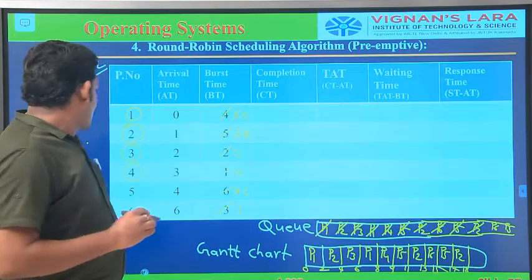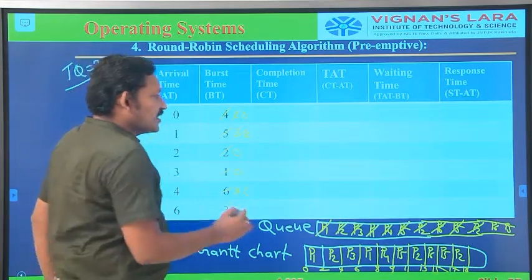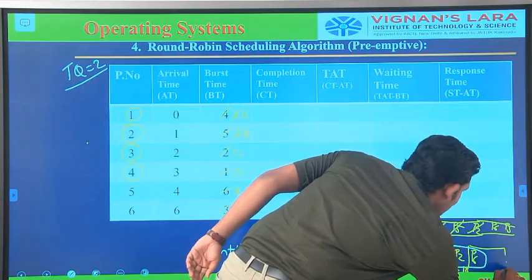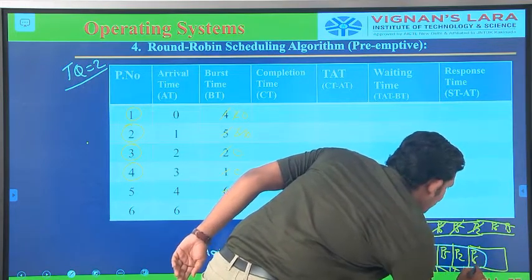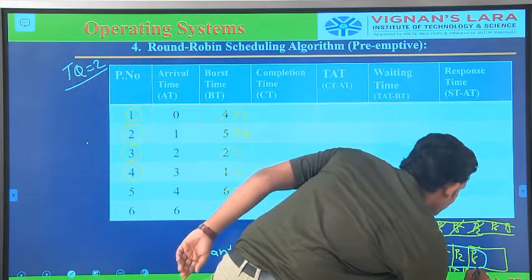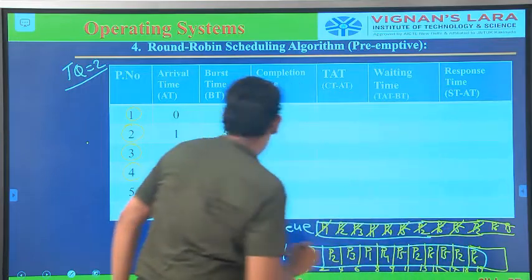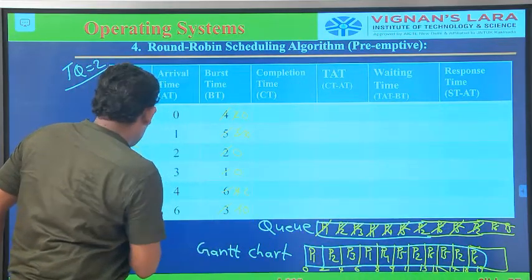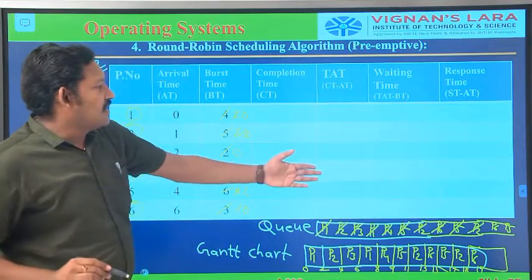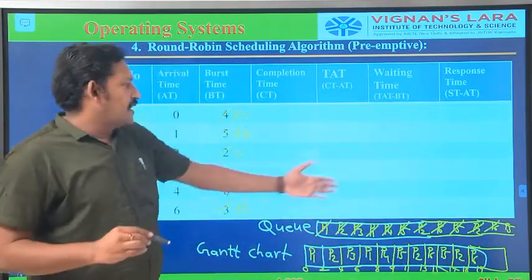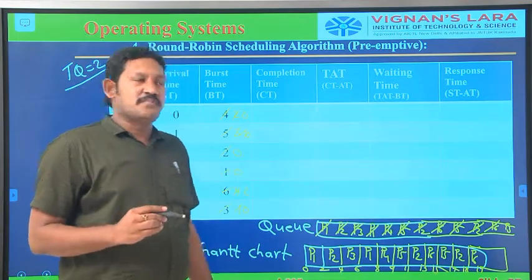Next we have P6. P6 also needs only 1 second. So P6 only 1 second, that is 19. It will become 0. P6 is over. Next we will not add P6. Why? Because P6 has finished its execution. Next the only process left is P5.